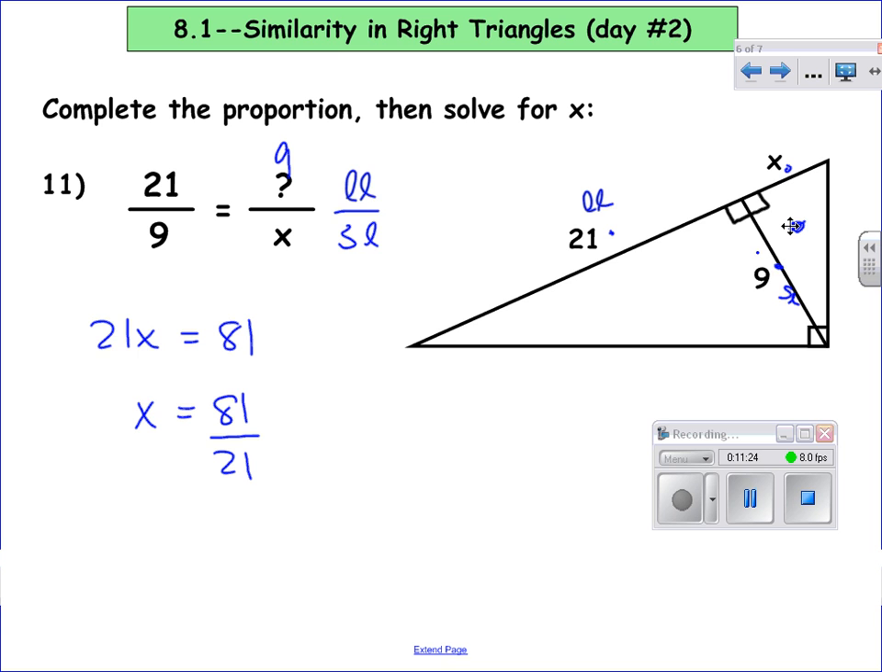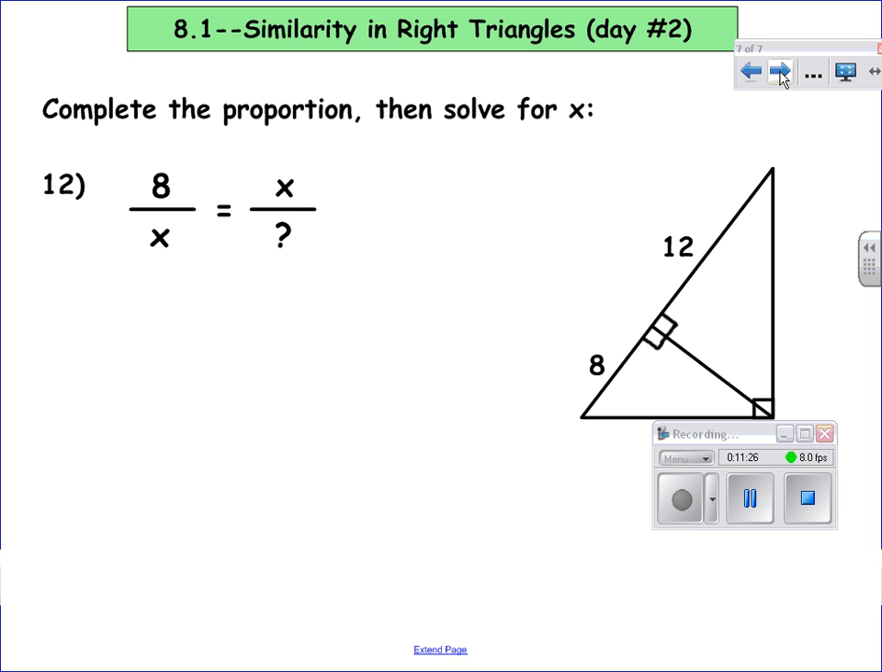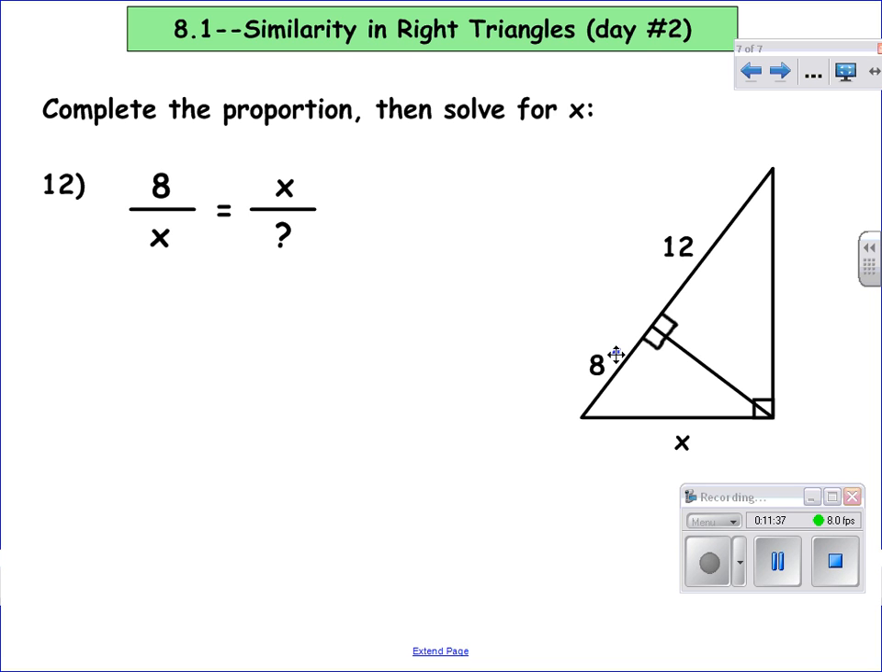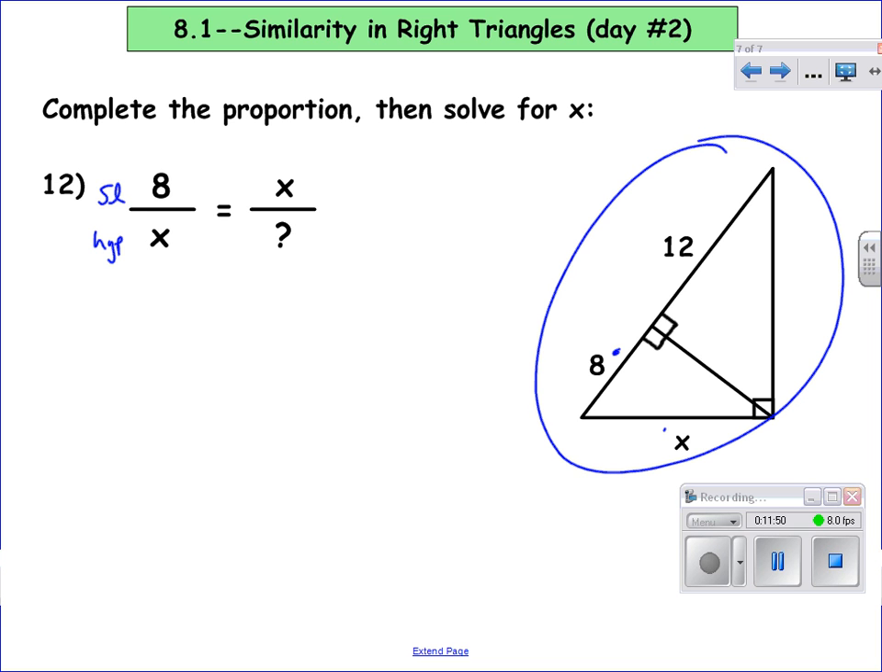Last problem here is this guy right here. All right? So we've got 8 is to x is to blank. So let's see, what's 8 is to x? 8 is to x, short leg is to hypotenuse. So I must have short leg. What's x the short leg for? Well, x is the short leg in the big triangle. Okay, what's the hypotenuse in the big triangle? 20.